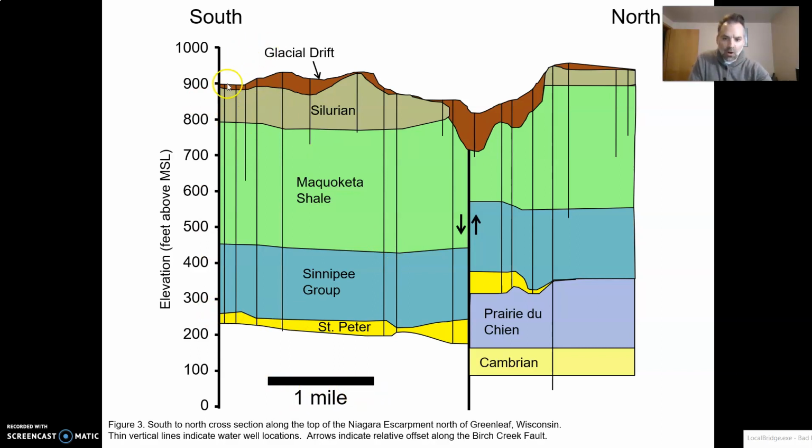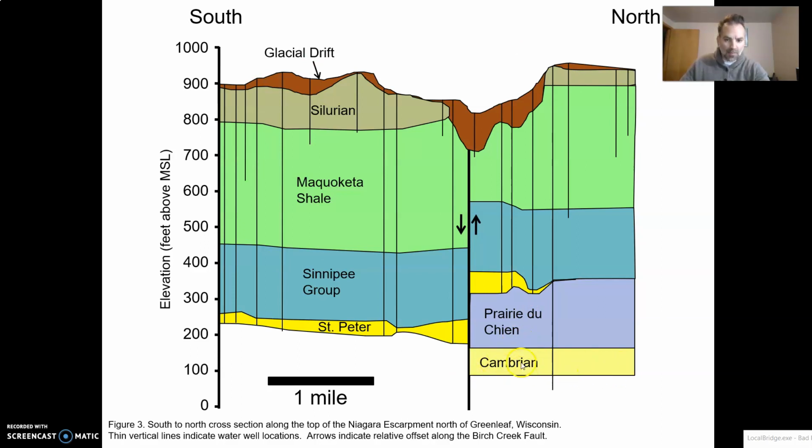These little black lines represent wells. These are actual wells that have been drilled through these different layers of rock. You can see the different colors. The brown represents the glacial materials left by the glaciers. Then we have the different rock types and their geologic ages. We have the Silurian, most likely dolomite or limestone. Then the Maquoketa shale, which is your next layer, and then the Sinope group. You have the St. Peter sandstone, and that's where we get most of our drinking water from. Then you have the Prairie du Chien, and then the Cambrian.